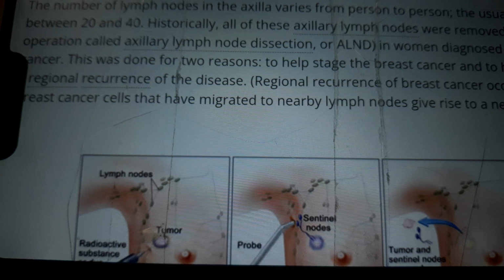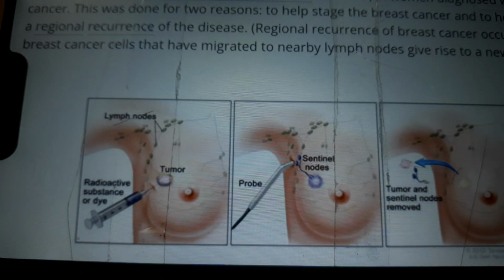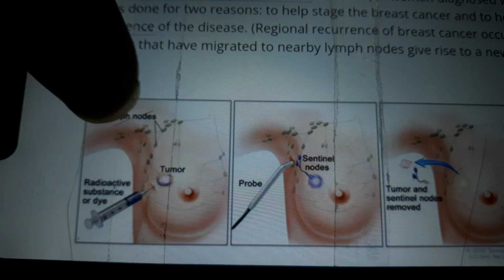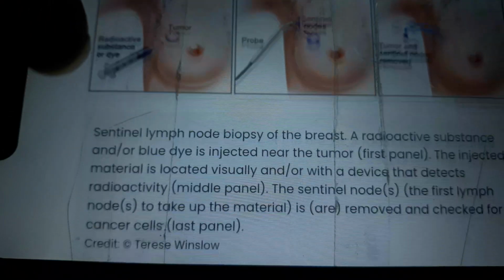Historically, all of these axillary lymph nodes were removed in an operation called axillary lymph node dissection, or ALND. In women diagnosed with breast cancer, this was done for two reasons: to help stage the breast cancer and to help prevent a regional recurrence of the disease. Regional recurrence of breast cancer occurs when breast cancer cells that have migrated to nearby lymph nodes give rise to a new tumor. Please take a screenshot of this and study it.